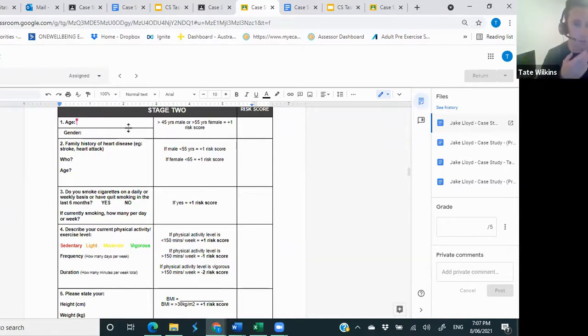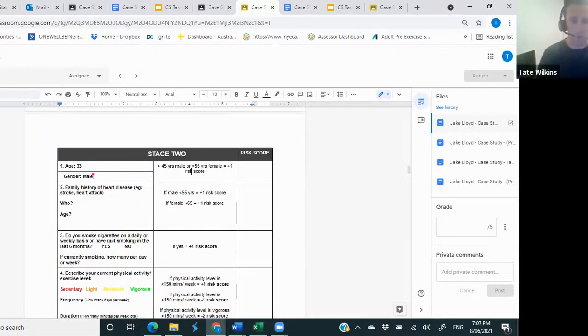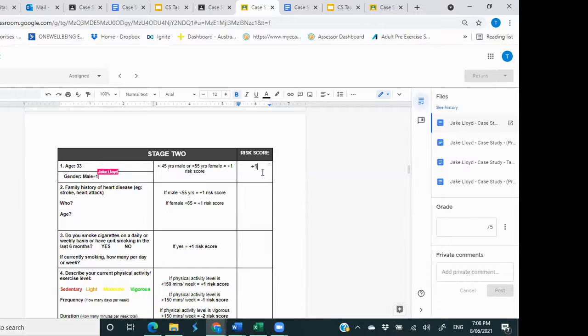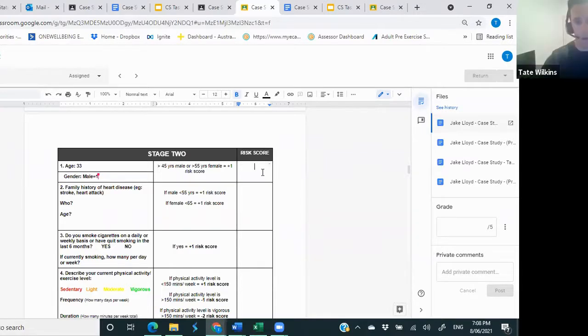So 87 is 33. But probably from question 2 onwards, I'll get you to read it just for experience. But actually, I'll just explain the risk factors here. Pretty much on the left, you write the answers down. Column 2 is the criteria. So you can see there, if you're over 45, or over 55 for a female, it's a +1. So if that is the answer, you write down +1. In this case though, it's going to be a 0.